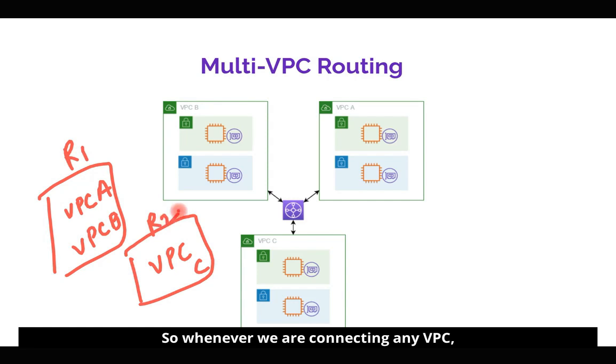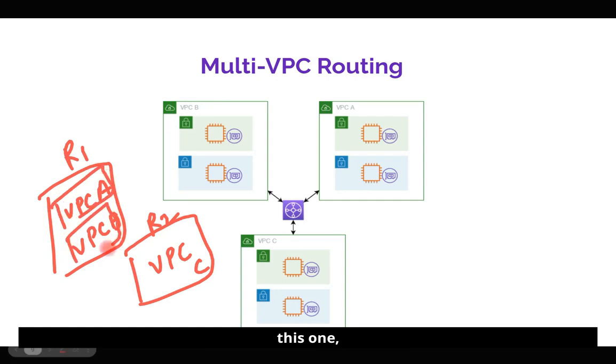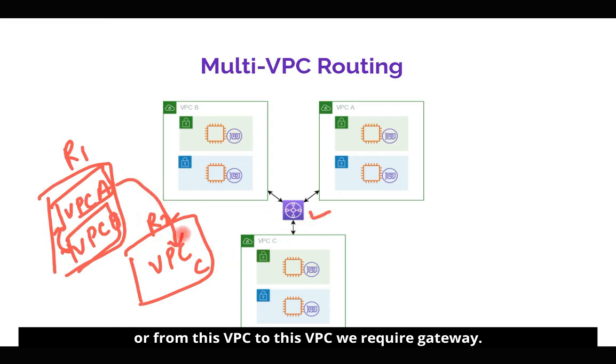Whenever we are connecting any VPC, either from A to B, we require a gateway, or from this VPC to this VPC, we require a gateway. So if we are connecting to a different VPC, then also we require a gateway. Whenever we need to connect from a VPC to the internet, then also we require a gateway. The only time we don't require a gateway is when we have a connection within a VPC. So whenever two VPCs come into the picture, or a VPC and the internet, a gateway is required.